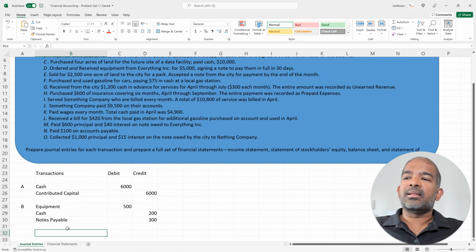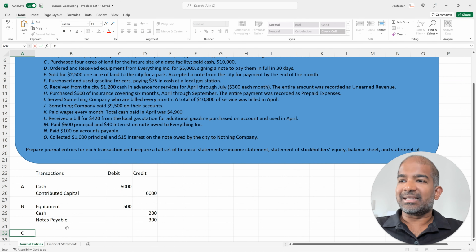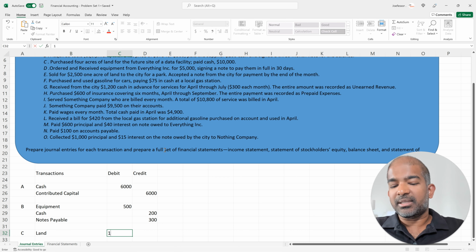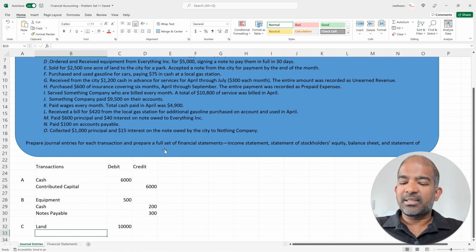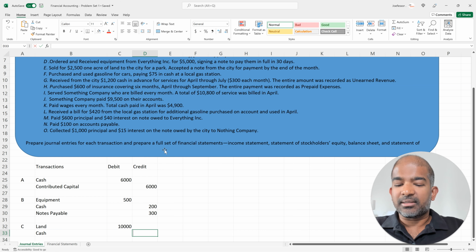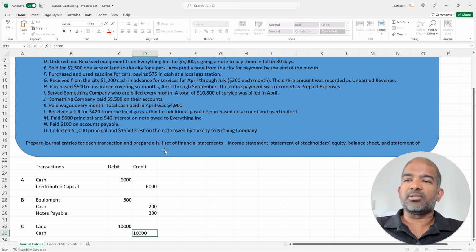Moving on to transaction C. The firm purchased 4 acres of land for the future site of a data facility and paid cash of $10,000. Land is a fixed asset which is being debited. So that's 10,000 of debit. And the firm pays cash, so cash is being credited 10,000, for the purchase of the land.